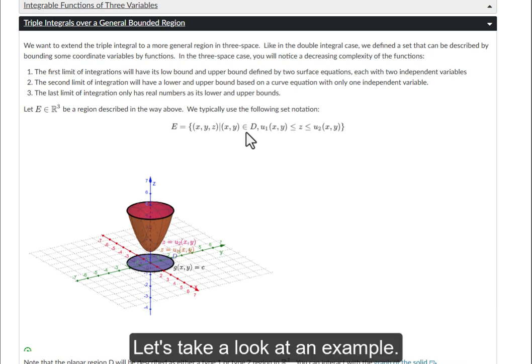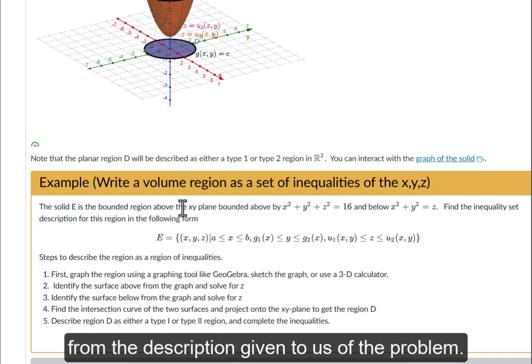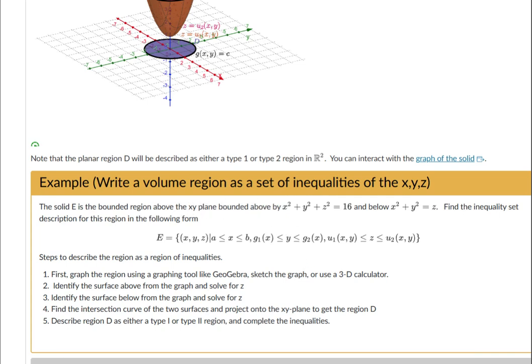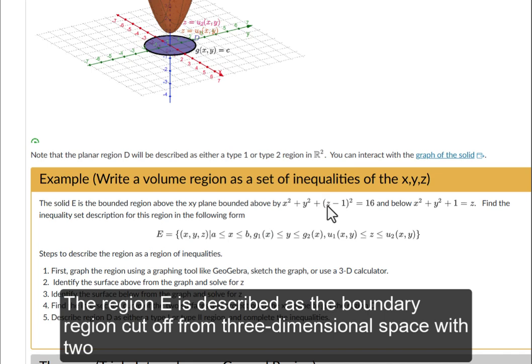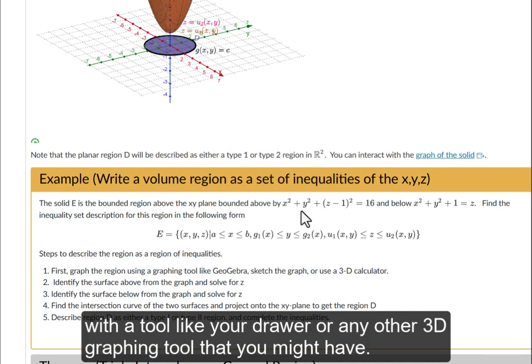Let's take a look at an example. In this example, we'll practice describing the solid region E in a series of inequalities as above, from the description given to us in the problem. The region E is described as the bounded region cut off from three-dimensional space with two surfaces above the xy plane. Our first step to visualize this process is to graph it in a tool like GeoGebra or any other 3D graphing tool that you might have.